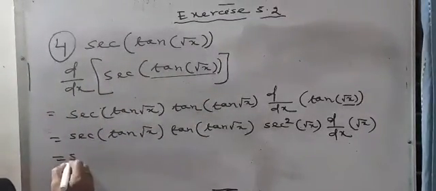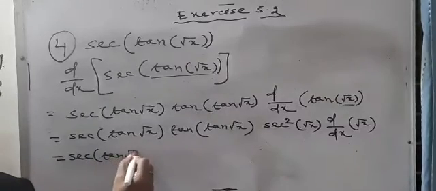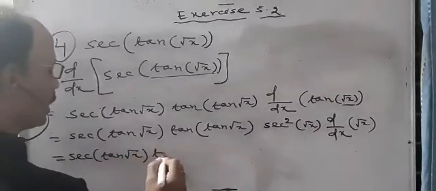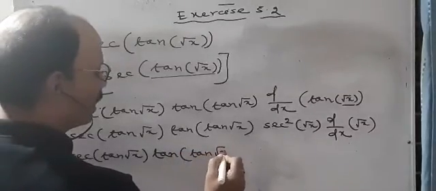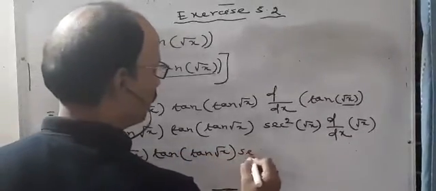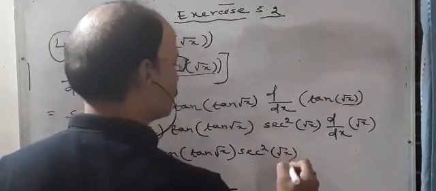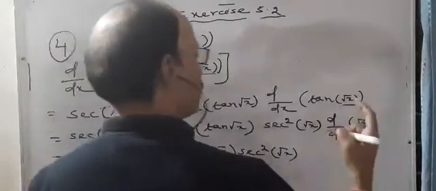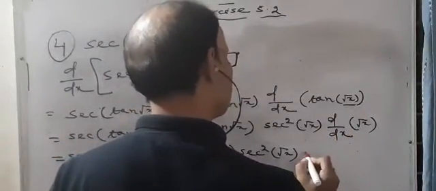So now it will be sec(tan √x) tan(tan √x) sec²(√x). Then what will be the differentiation of √x? So what is √x?